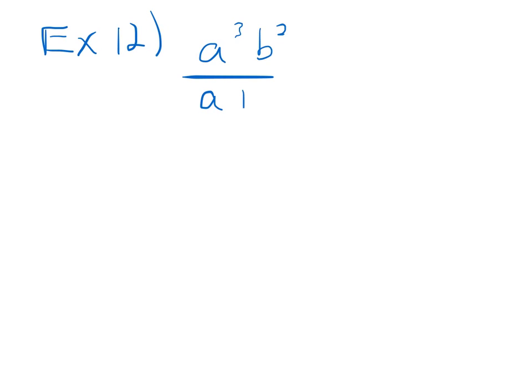Okay. Alright, example 12. It gives you a to the 3b squared over a b to the 5th, and it says this is equal to a to the x, b to the y. And it's asking you, what is x times y? Okay. Well, that means we have to figure out what x and y are.